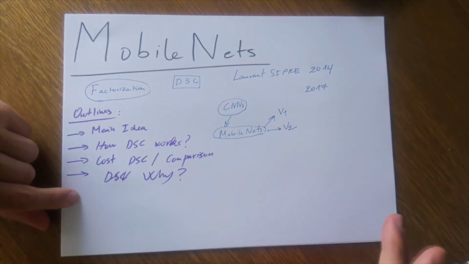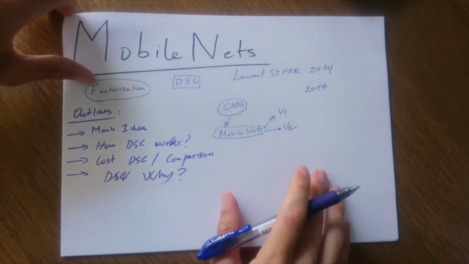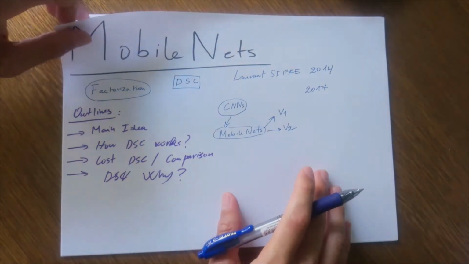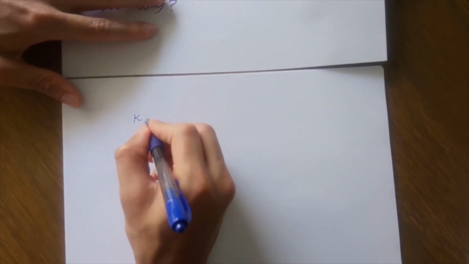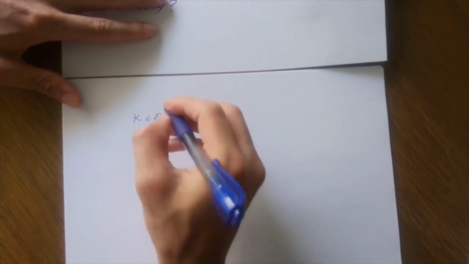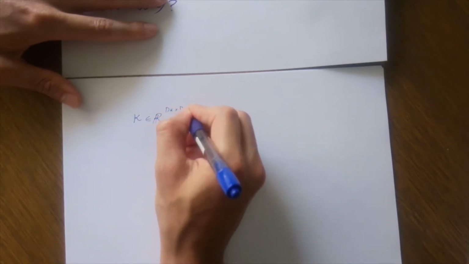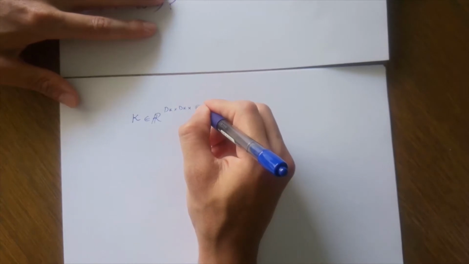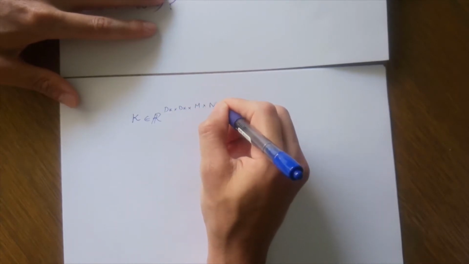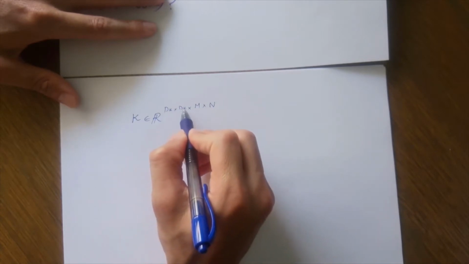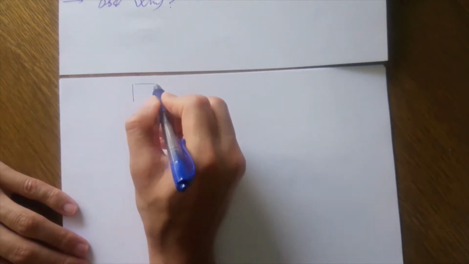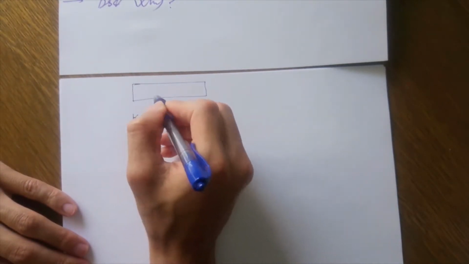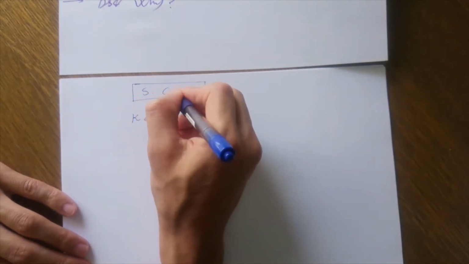To understand the main idea, let's consider a standard convolutional kernel. Let's say that I have a kernel K that has the following dimensions: dk times dk times m times n. So this is the height, width, and depth of each kernel, and n is the number of kernels. So this is a convolutional layer, a standard convolution.